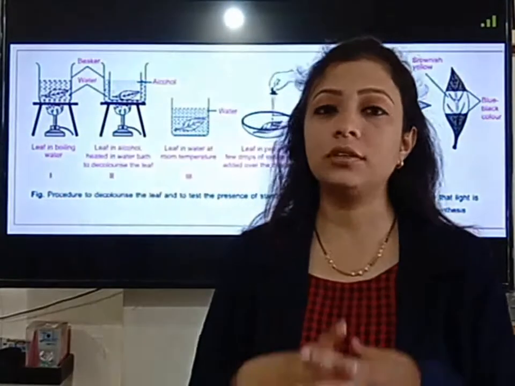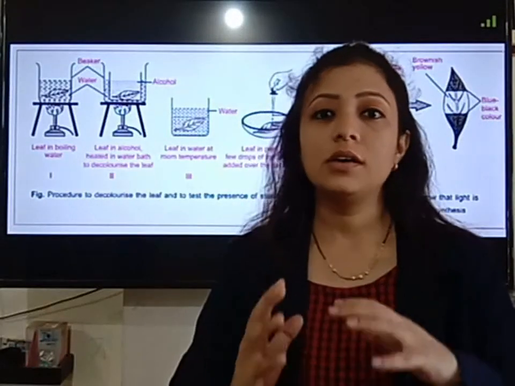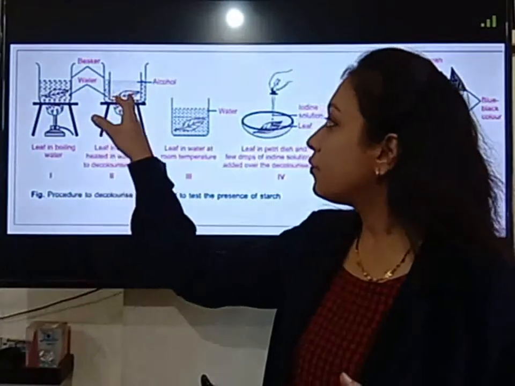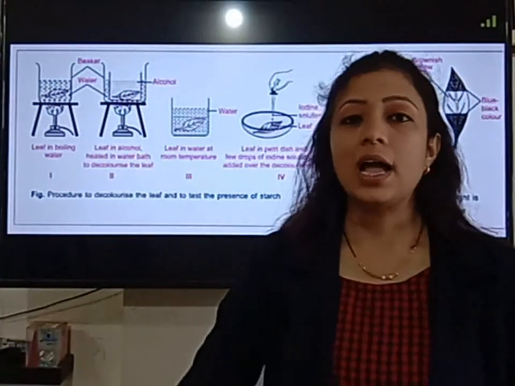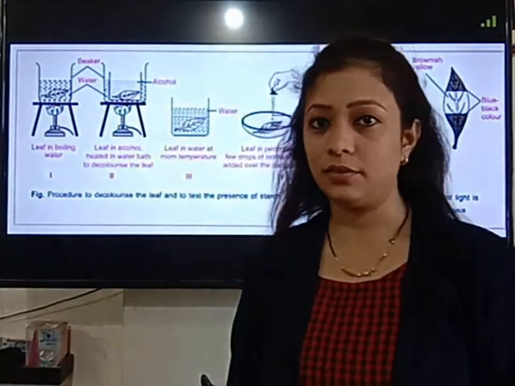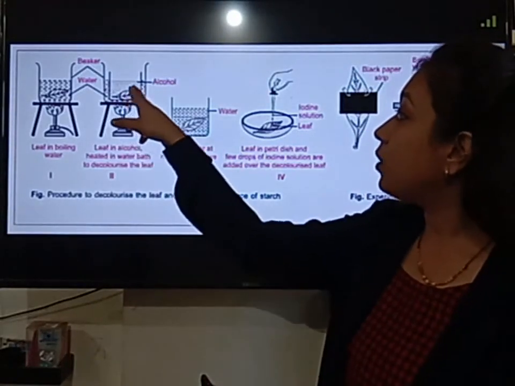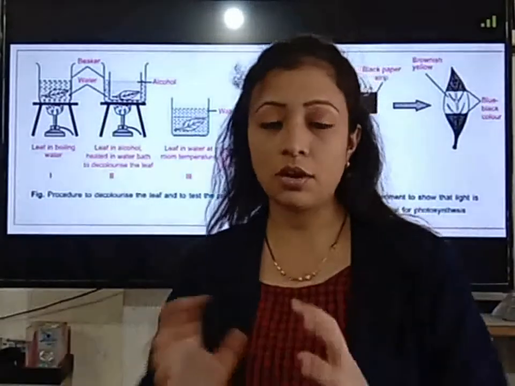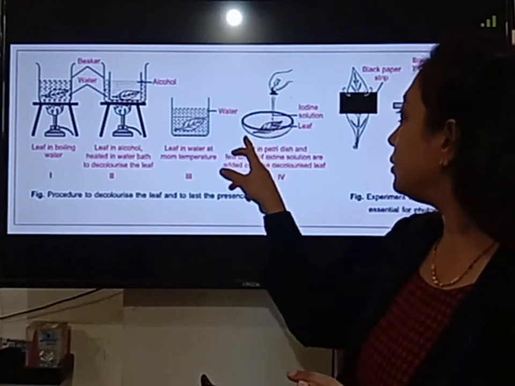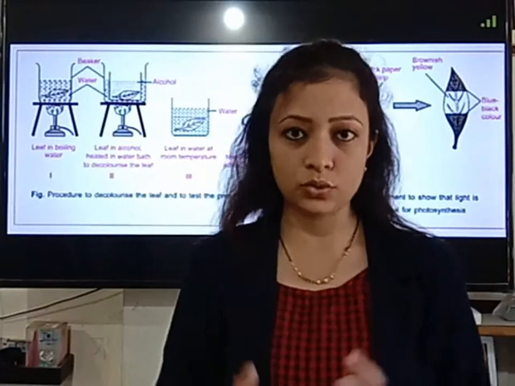And the second observation that you will see, children, in this alcohol boiling is that the color of the leaf changes from green to colorless because the chlorophyll is getting removed from the leaf, and gradually the leaf becomes colorless, or we get the decolorized leaf. Now children, we will take out that leaf, wash it thoroughly in distilled water, and now we will take that leaf into the petri dish. A petri dish is nothing but a glass dish where we can do some activities.